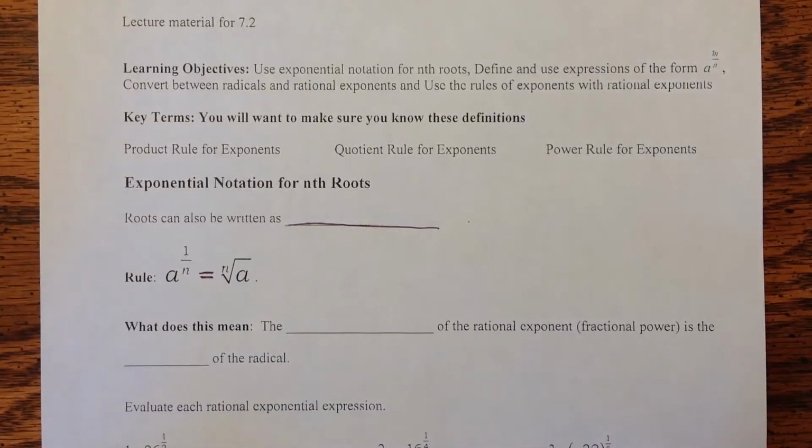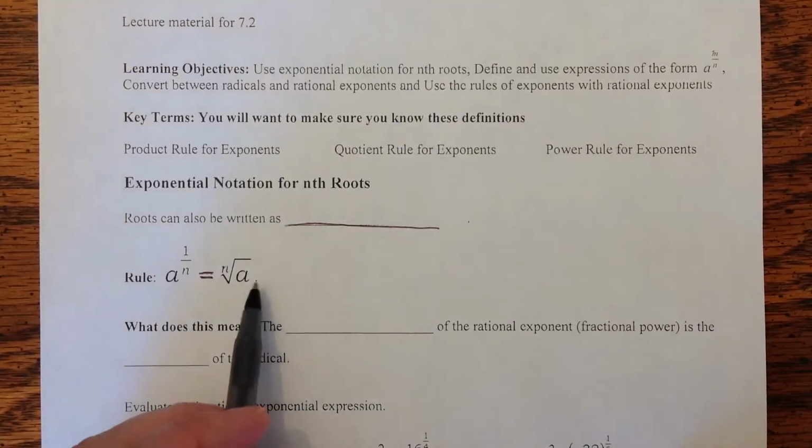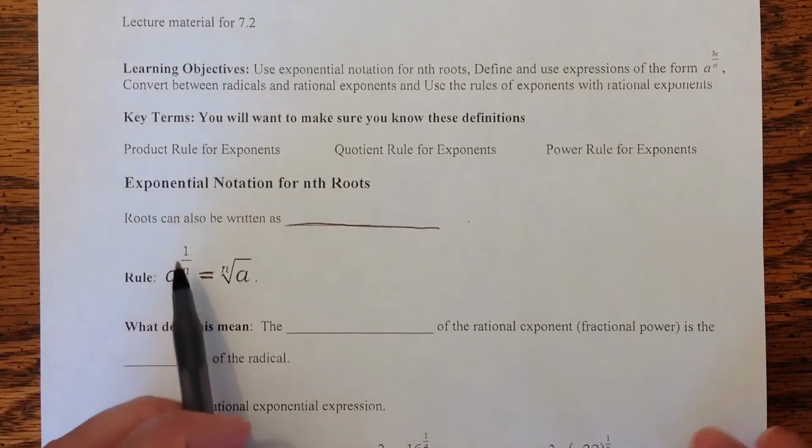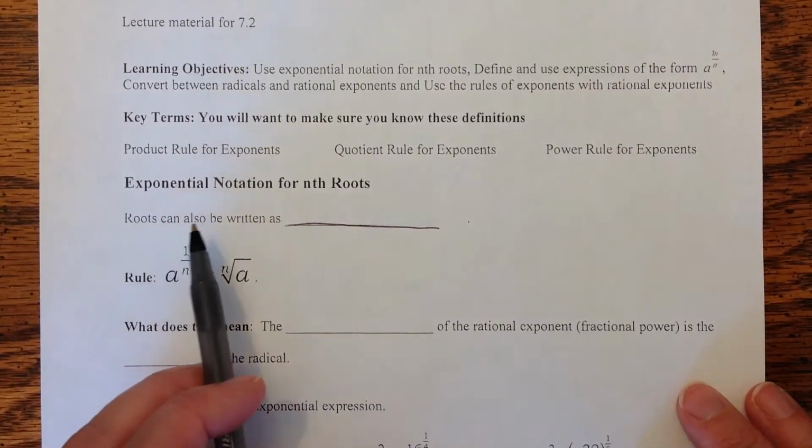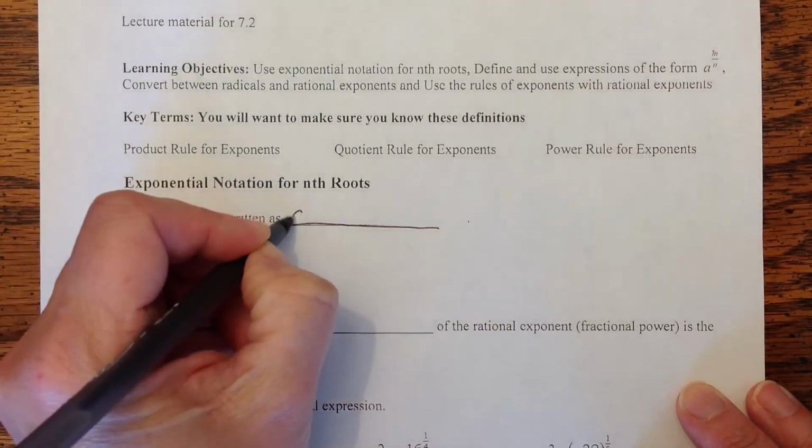Alright, we're beginning 7.2. This is the first part. We're going to talk about a different way that a nth root expression can be written. So we're going to talk about how roots can also be written as algebraic fractions.